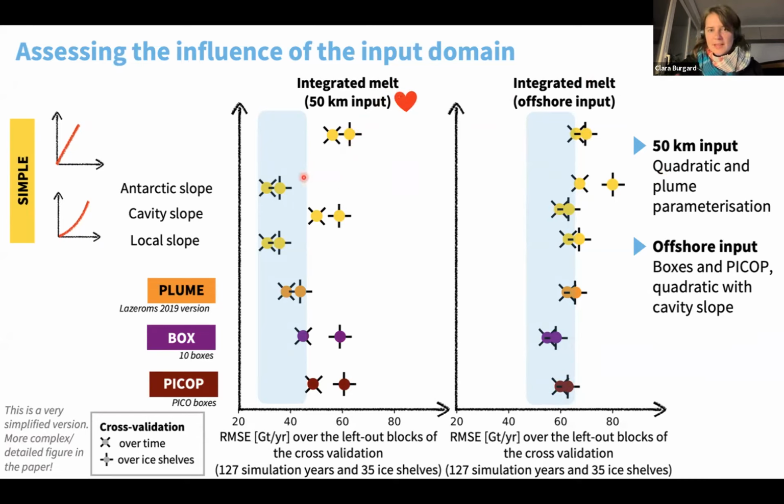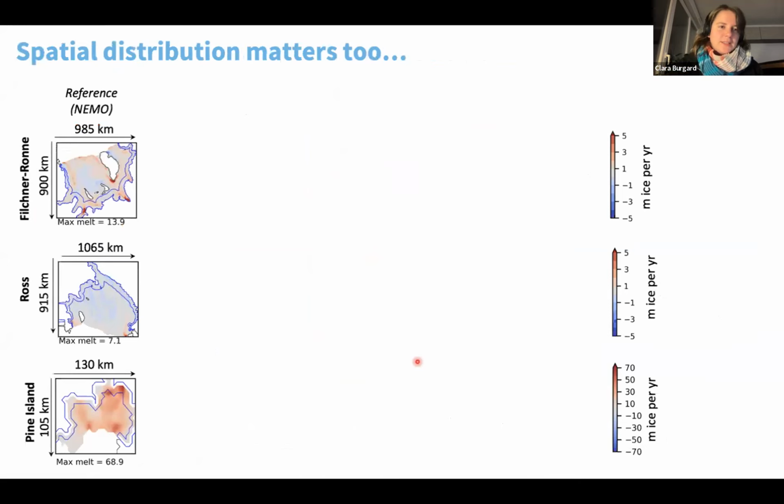So in the next slides, I will only discuss results using this input. We looked at spatial patterns, and to do so, we looked at some maps. Here I show 3 famous ice shelves: the 2 largest, which are Filchner-Ronne and Ross ice shelves, and the Pine Island ice shelf, which is in the Amundsen Sea and is melting quite fast at the moment.